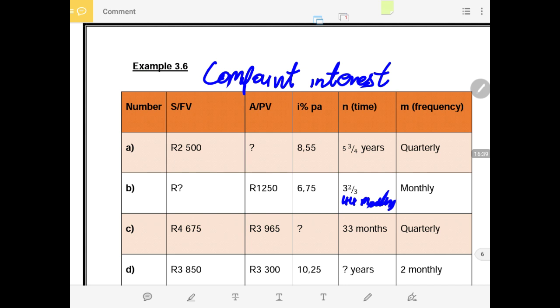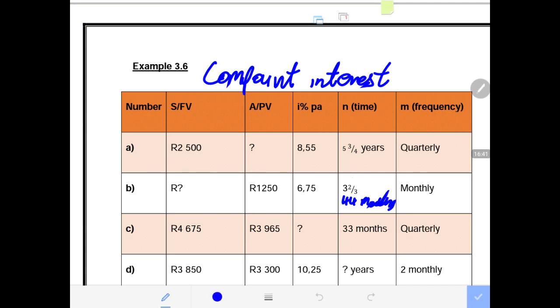So now that is 44 months, which is 3 and 2 over 3 years. It is very important to be good at converting fractions into the number of months and into the number of years. Our main focus is also on the fact that our m, which is frequency, is monthly. That means our interest is compounded monthly, which means it's compounded 12 times in a year.